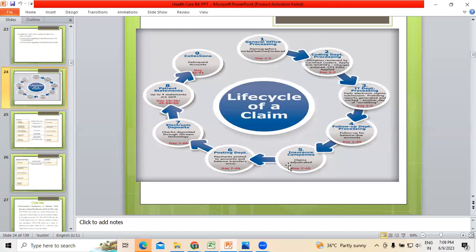Point number 8 is majorly based on the patient statements. The statements of the patients will be updated here. Once the patient statements and everything are updated, finally it will be transferred to the collection department, where the accounts and everything will be updated subsequently. This is generally the life cycle of a claim. Now, for point number 8, where it says patient statements, underneath that it says up to 4 statements are sent. Are these 4 different statements?